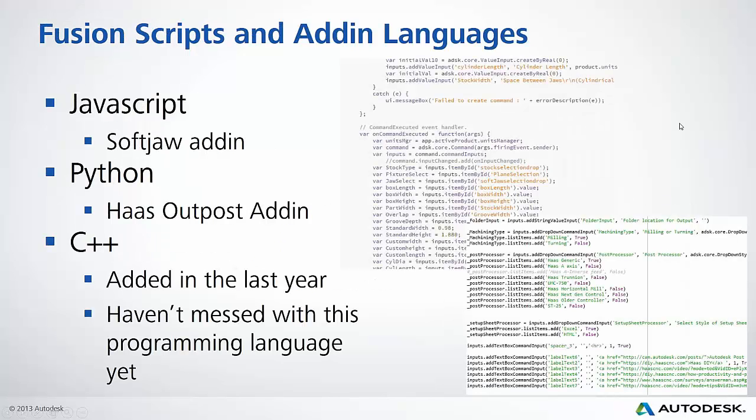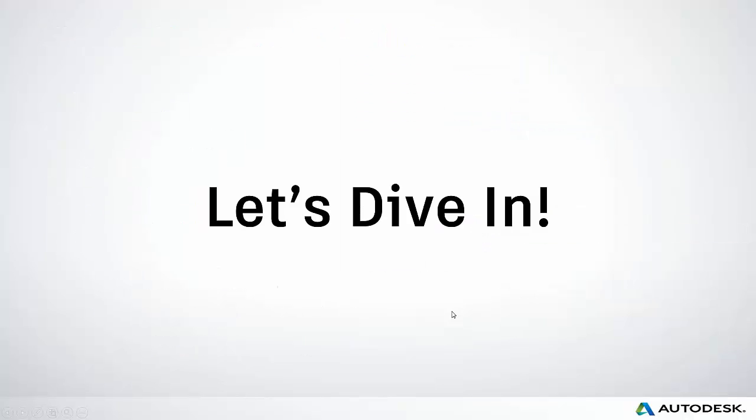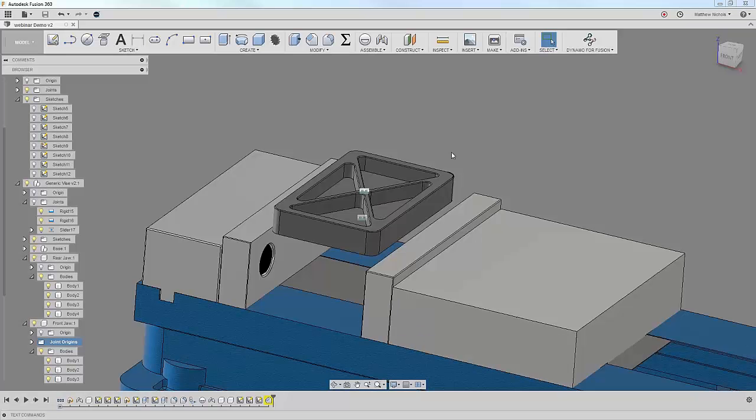So in Fusion, with scripts and add-ins, we can program with 3 different languages: JavaScript, Python, and C++. Today I'm actually going to show 2 different variations. I'm going to show JavaScript whenever I do my SoftJaw add-in, and then my Haas Outpost, which is hopefully going to be posted to the App Store for Fusion before too long. It was written in Python. And C++ I haven't actually got into because I haven't taught myself that one yet. So with that, let's go ahead and get into Fusion.